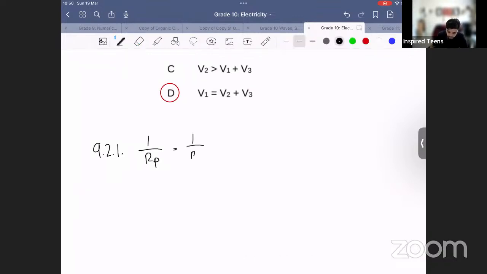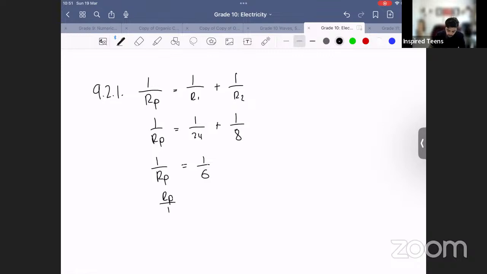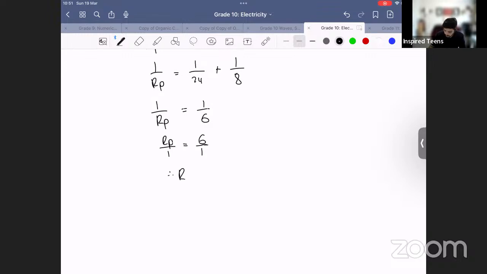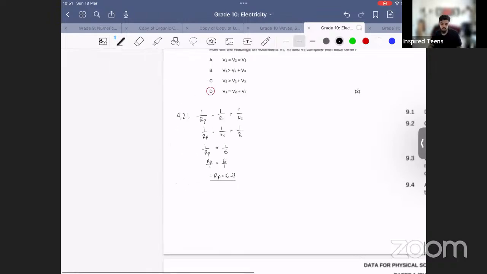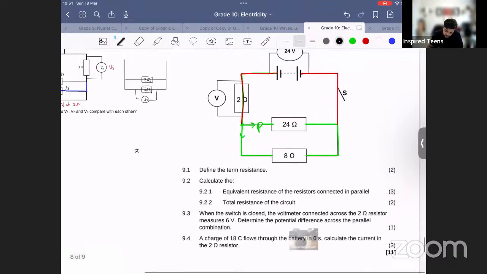You say 1 over Rp is equal to 1 over R1 plus 1 over R2. So 1 over Rp is therefore equal to 1 over 24 plus 1 over 8. 1 over 24 plus 1 over 8, you get 1 over 6. So 1 over Rp is equal to 1 over 6. So Rp, you want to flip it because you don't want 1 over Rp, you want Rp. So Rp over 1 is equal to 6 over 1. So therefore, Rp is equal to 6 ohms. All right, so the effective resistance of the parallel connection is 6 ohms.